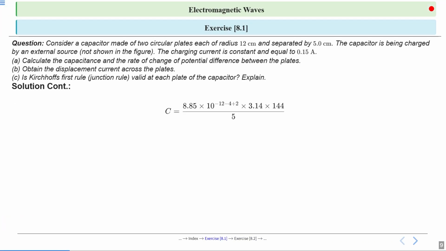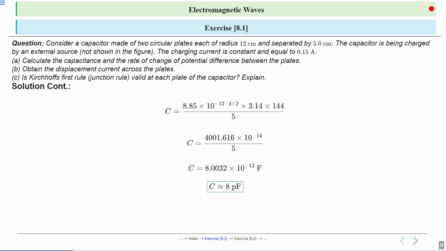So C equal to 8.85 into 10 raised power minus 12 minus 4 plus 2 into 3.14 into 144 upon 5. And C came out to be 4001.616 into 10 raised power minus 14 upon 5. C is equal to 8.0032 into 10 raised power minus 12 farad. So C is approximately equal to 8 picofarad.